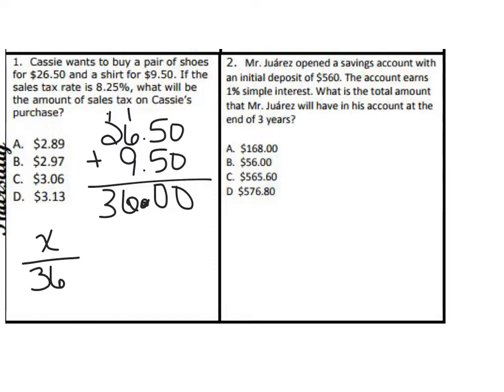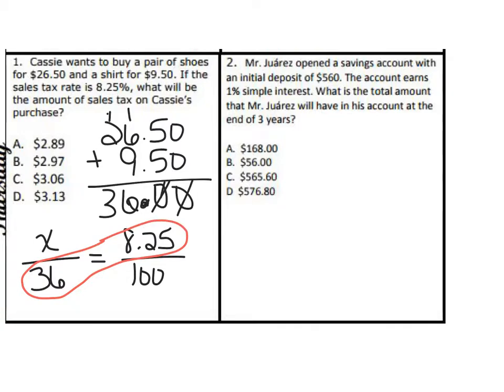And I'm just going to put $36 because sometimes the zeros get confusing and we don't need them right now. And then that's going to equal 8.25 over 100. Okay, so we're going to go ahead and multiply 8.25 times 36.